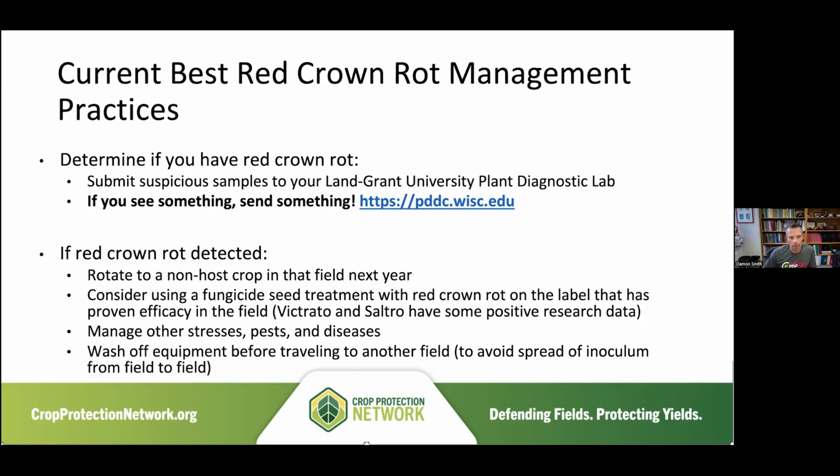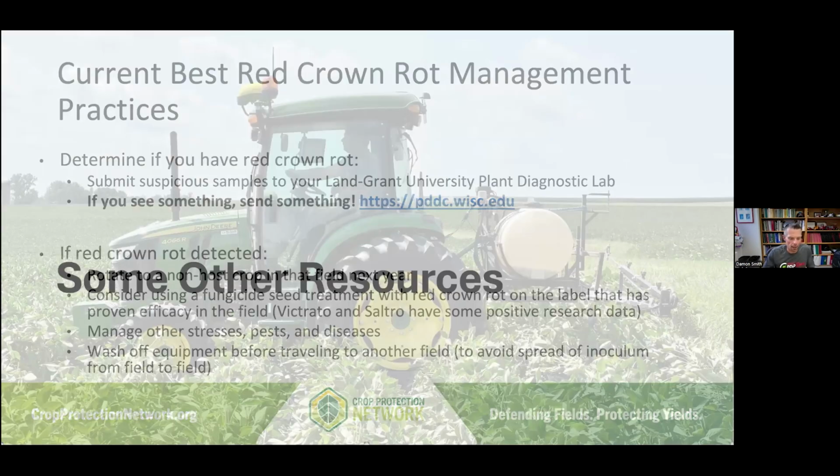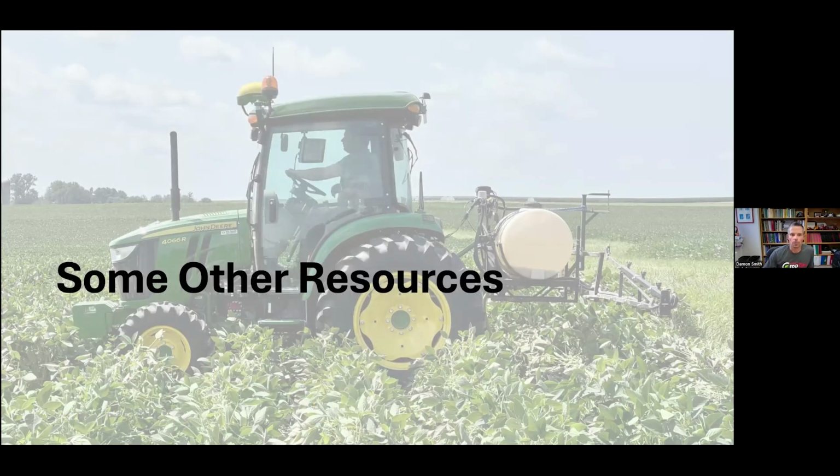If red crown rot is detected, those four bullet points at the bottom of the slide are the current recommendation: rotations, probably some fungicide seed treatments, managing stress, and then keeping equipment clean as it comes out of those infested fields.